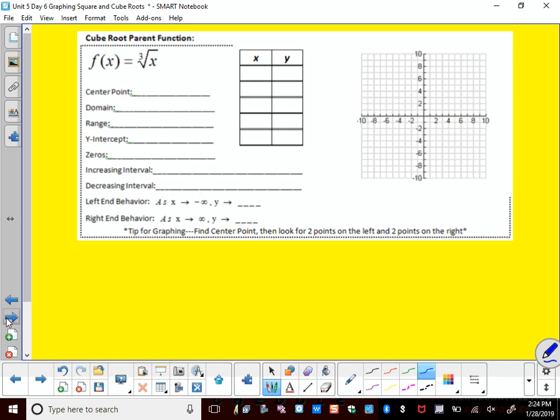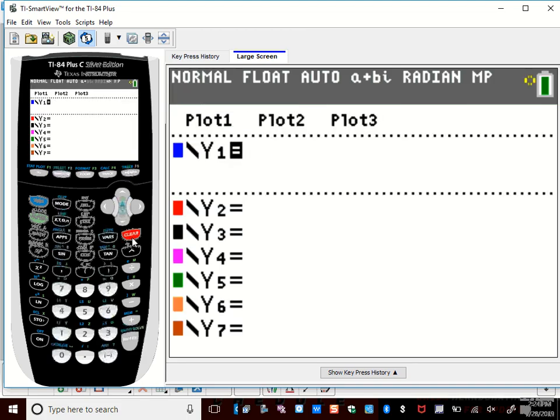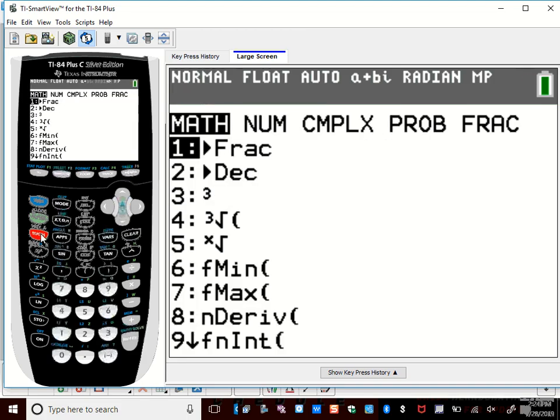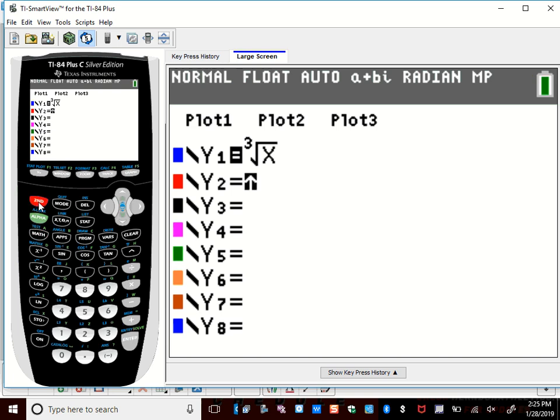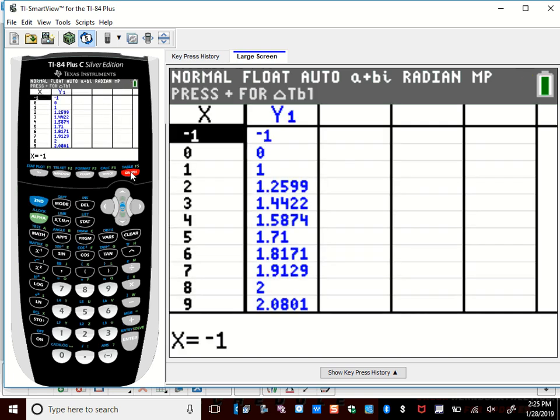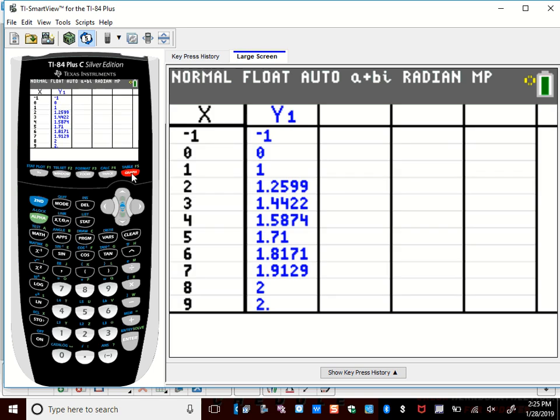All right, grab your calculators. Let's type in the cube root of x. So grab your calculator, go to y equals, clear it out. We're going to do cube root, so math, down to number 4. That's my cube root of x. Oh wait, let's graph it first. Where does it look like the center is at? Looks like it's at the origin, right? At 0, 0. All right, let's go to my table.